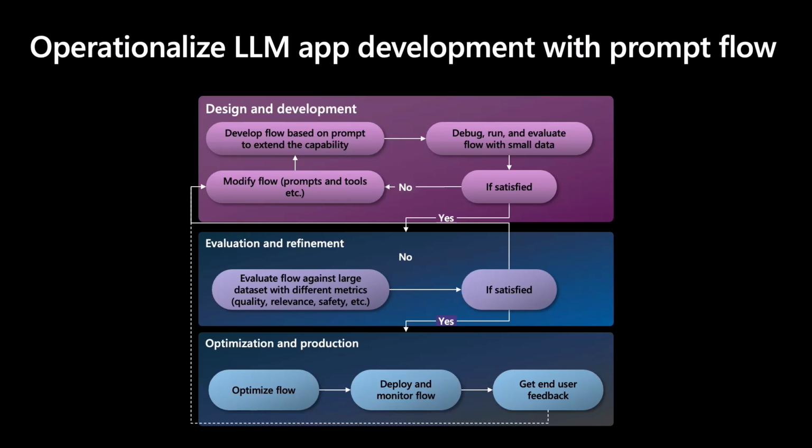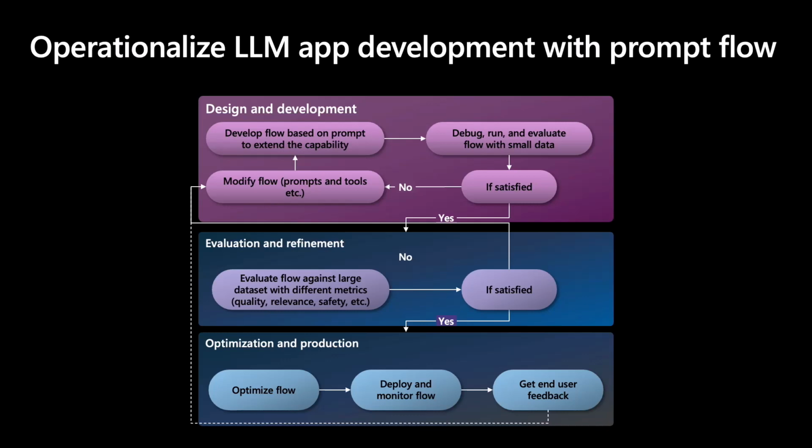In the evaluation and refinement stage in the middle of the screen, we want to be able to evaluate with large-scale testing. And that's where prompt flow has this really nice feature that we can upload bulk data and we can test our application with those large data sets to see how we're performing against different metrics. And these metrics can be built in or they can be custom, but ultimately they allow us to measure the quality, relevance, and safety of those generated responses.